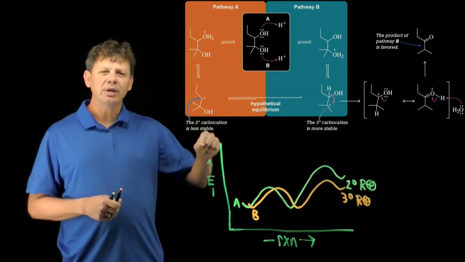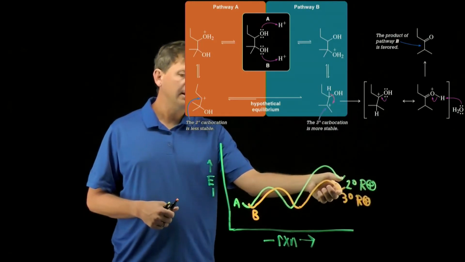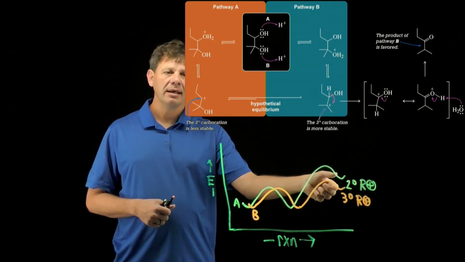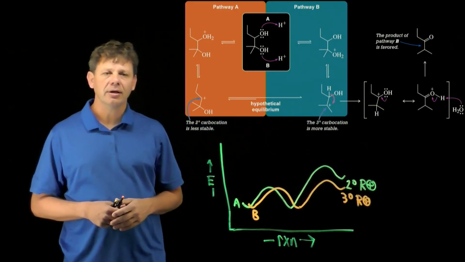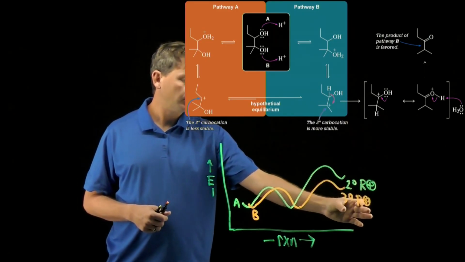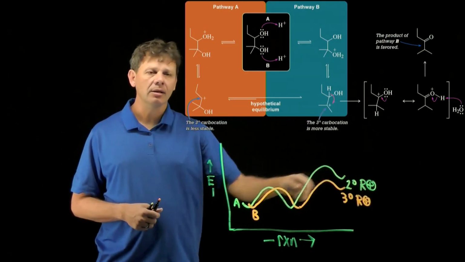It's for this reason we could continue drawing the reaction coordinate diagram for the other steps, but here's where that decision is made, in terms of going through the tertiary cation instead of the secondary carbocation. Because the tertiary carbocation is more favorable, pathway B will be favored.